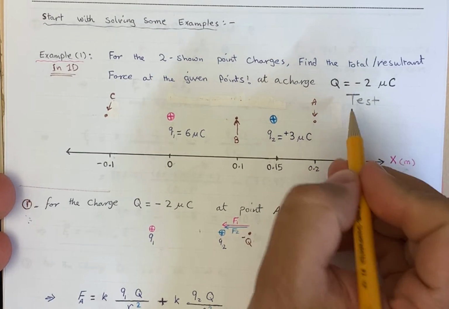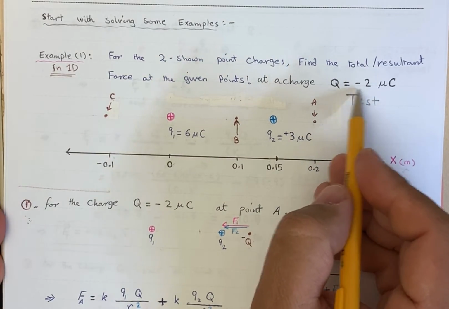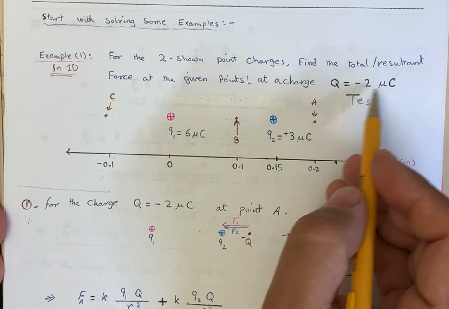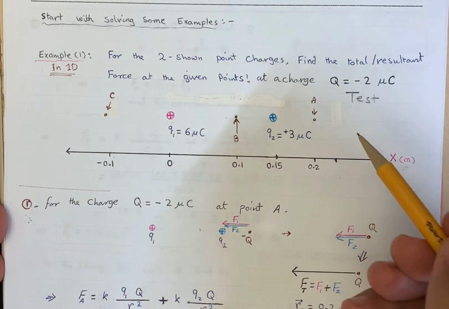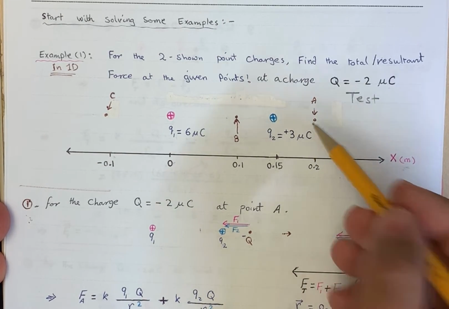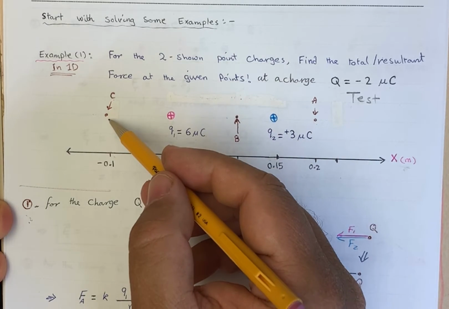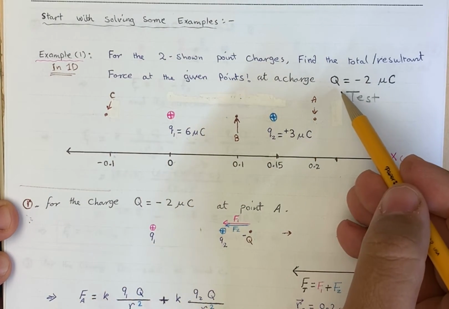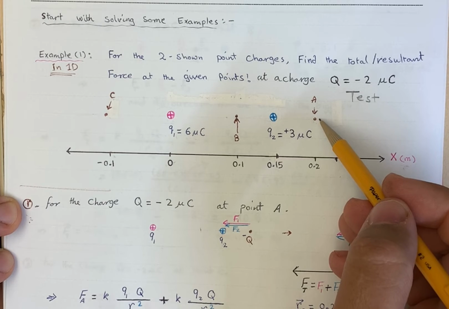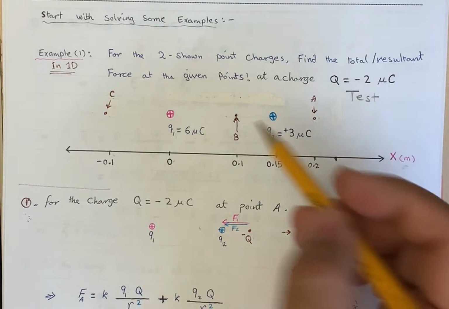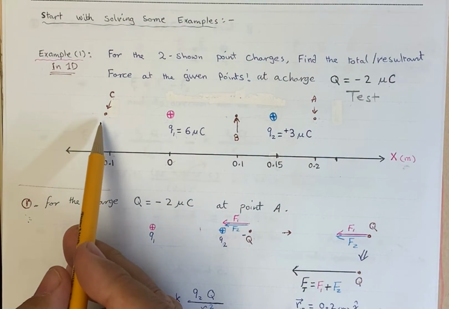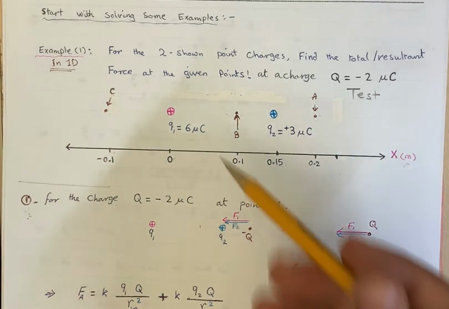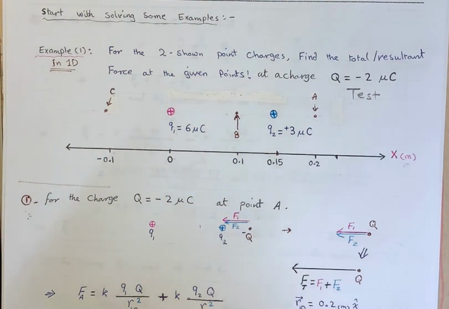We consider this test charge in this example equal to negative 2 microcoulomb. But we need to solve it in 3 positions: at position A, at position B, at position C. We put this charge here at A and compute the resultant force, then put it at B and compute the resultant force, and put it here and compute the resultant force. It's just 3 parts or 3 examples in one.